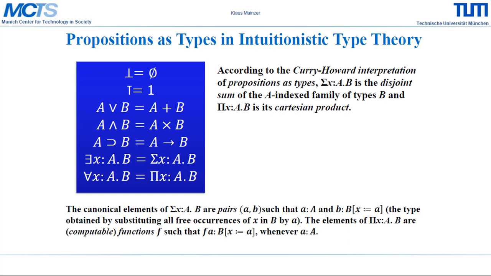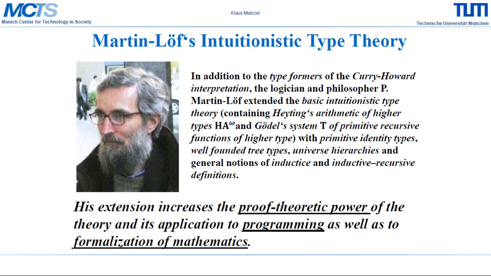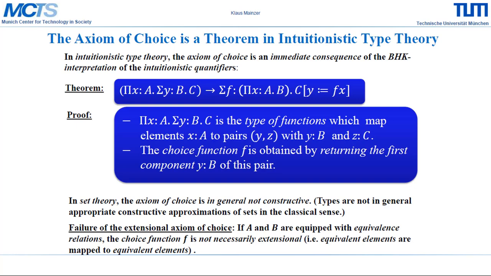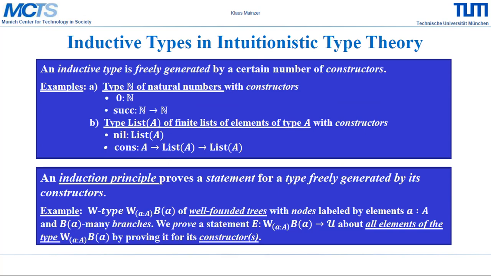And in addition to the type formers of the Curry-Howard interpretation, Martin-Löf later on extended the basic intuitionistic type theory by, for example, well-founded tree types and general notions of inductive definitions. For beginners, it is always surprising that the axiom of choice is a theorem in intuitionistic type theory, but that's only a consequence of the meaning of the Brouwer-Heyting-Kolmogorov interpretation of the intuitionistic quantifiers.